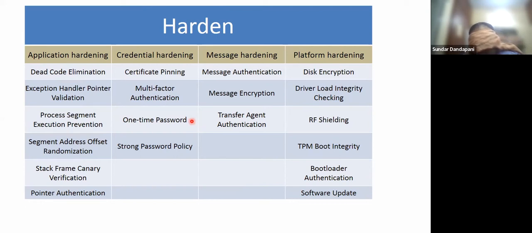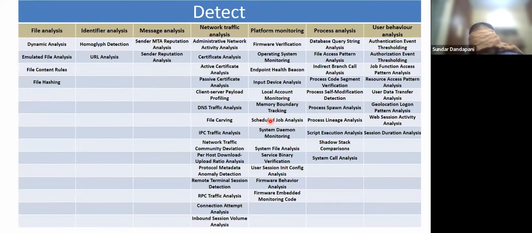Credential hardening. It is in the defense framework, under harden, credential hardening. Okay, can you tell the steps in message hardening? All the steps. Yes, message hardening comes under harden in the defense framework. So you have message authentication, message encryption, and transfer agent authentication. Excellent. Can we go to the next slide? We'll come back to this soon.